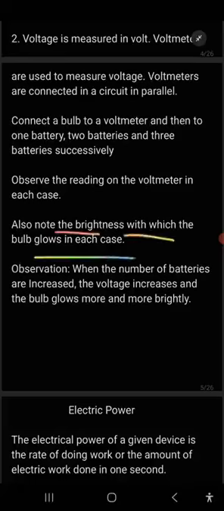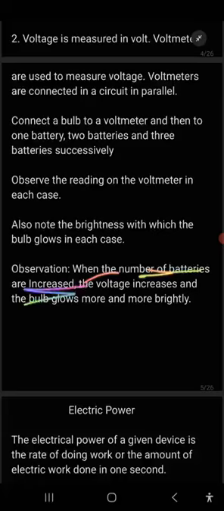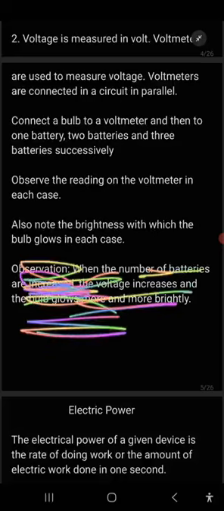Also note the brightness in each case. It's like the previous one, but they are both parallel, okay? The bulb is connected to the voltmeter in both ways, and the battery is also connected to the bulb in two ways. That's called parallel, okay? Observation when the number of batteries is increased: when the battery count increases, the voltage increases, and then the bulb glows brighter.